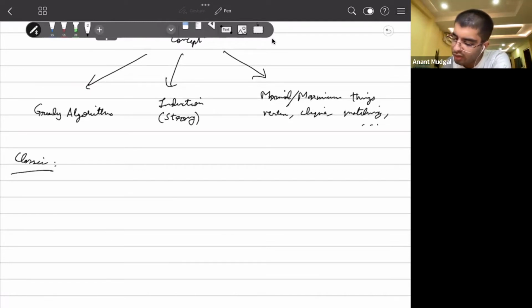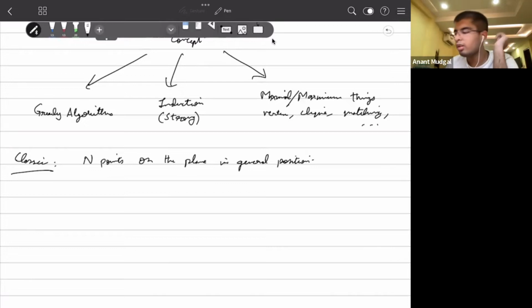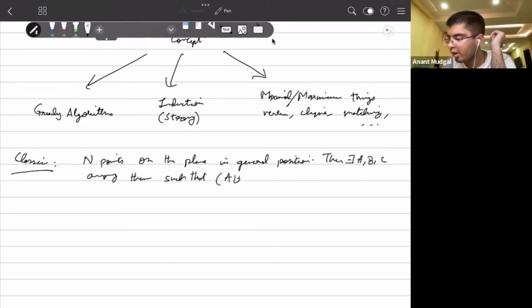So let's say you have n points on the plane in general position. By general position, I mean no three are collinear. Then there exists a triangle ABC among them, such that the circumcircle of triangle ABC contains all of the remaining points.